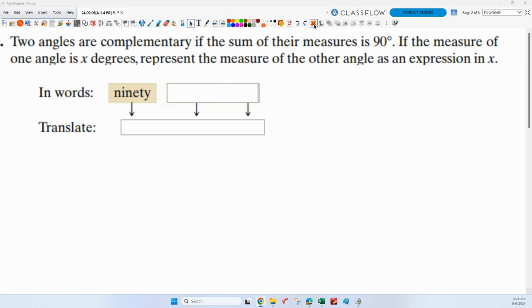So we get 90 minus x. And you have it, right? That's no big deal. I mean, you have a few problems like that on the homework. Just kind of continuing to get used to the idea of turning words into mathematical statements, right?